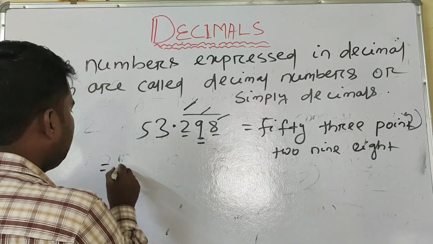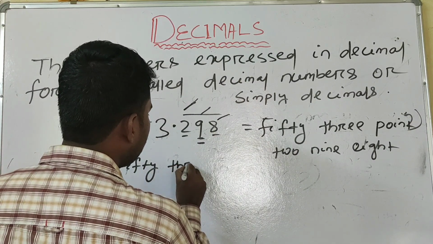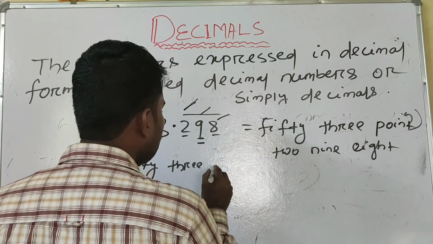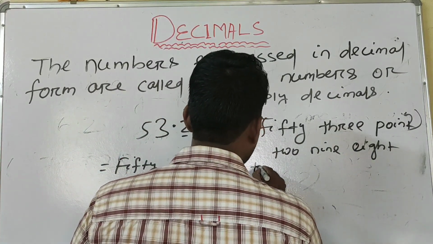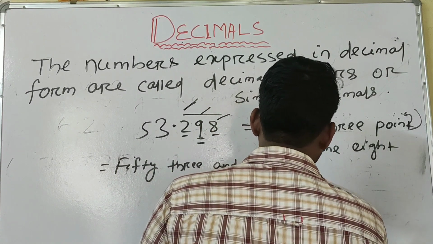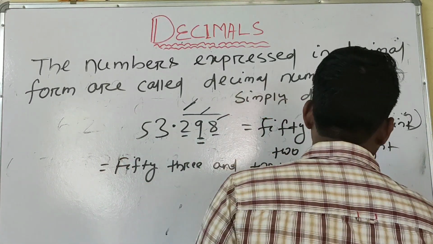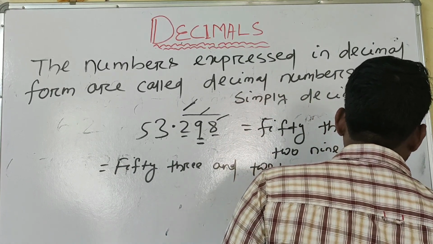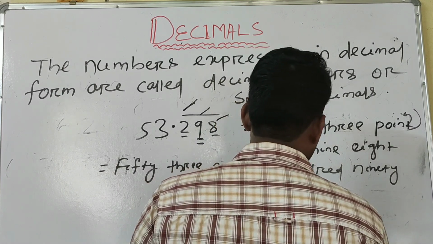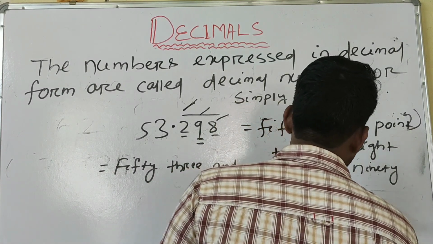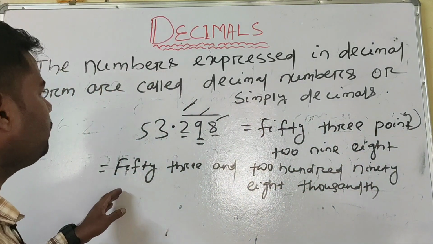Another way also: first we write the whole part, 53, and then directly we write 298 thousandths. In this way we can write it.